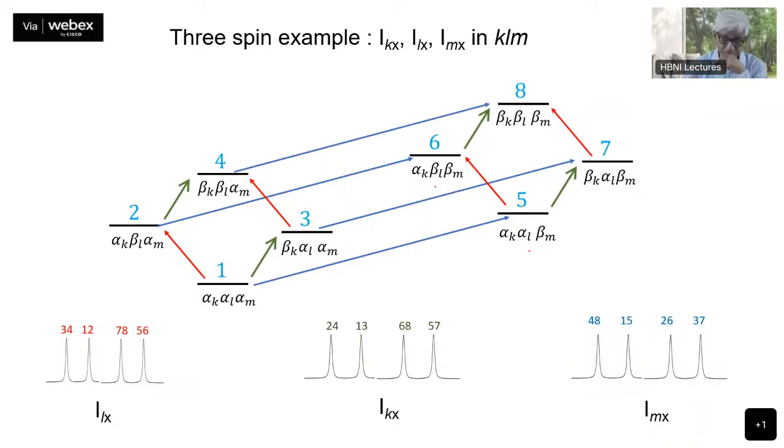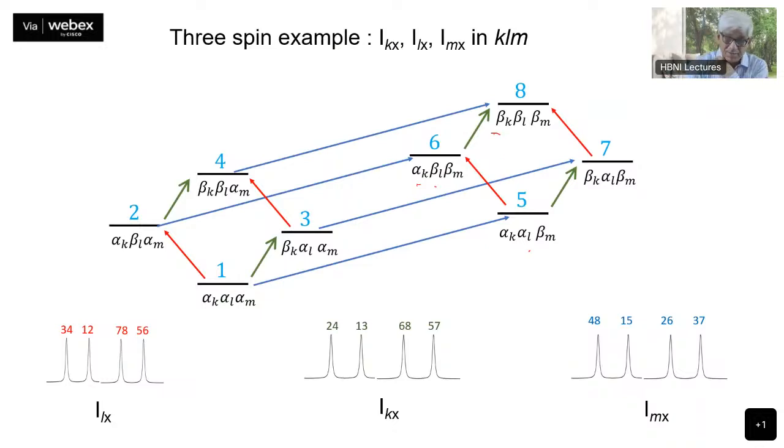And similarly, 2-4, 1-3, 6-8, 5-7. These belong to the K spin. So there is the K spin which is flipping there, right? K spin goes alpha K to beta K. Other things are the same.